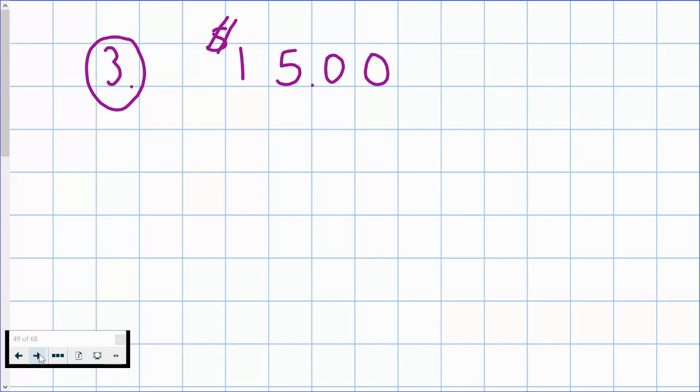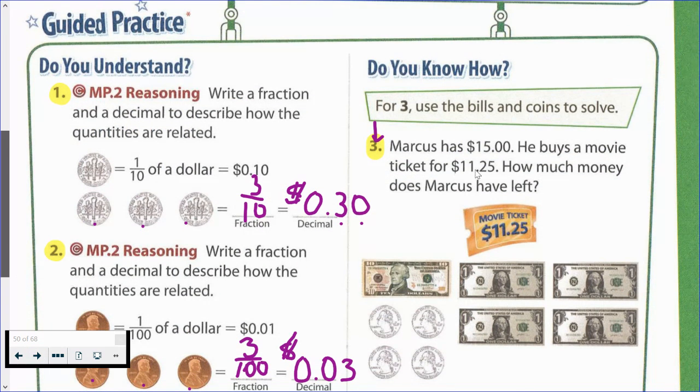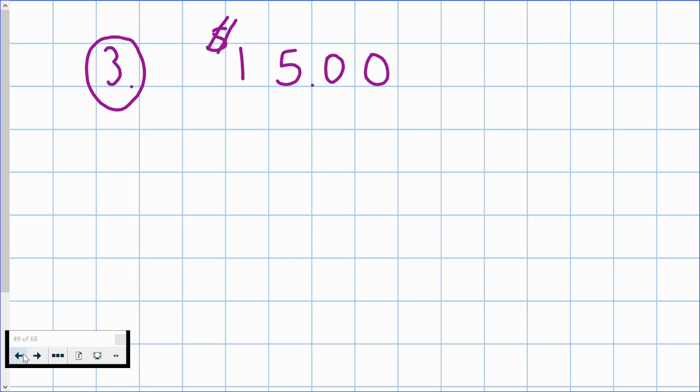I know he spent some of that $15 buying a movie ticket. So here it is. He bought a movie ticket for $11.25. How much money does Marcus have left? Oh, I see that keyword left. That's telling me a certain operation. Okay, so I know he spent $11.25. If he spent money, that means money is leaving his pocket. If I see the keyword of left, I also know that that is telling me here I need to subtract.